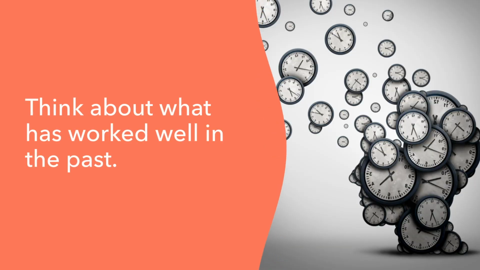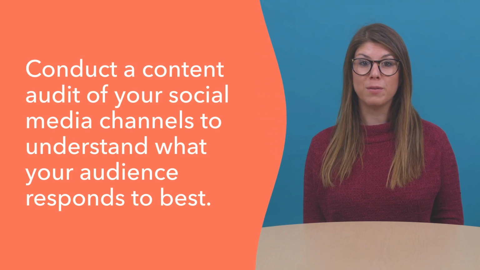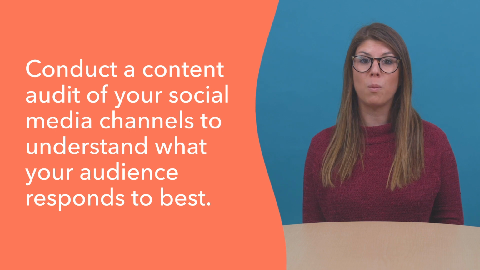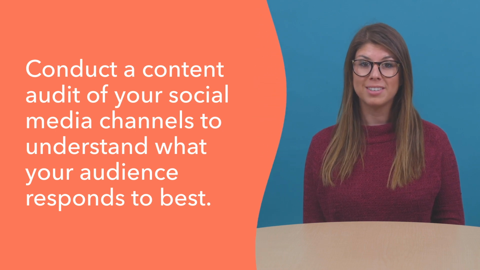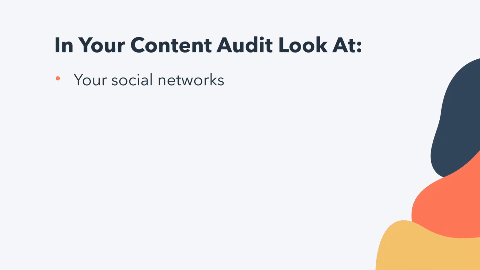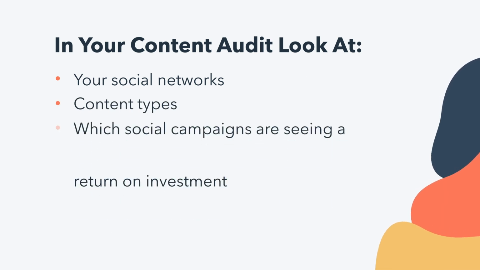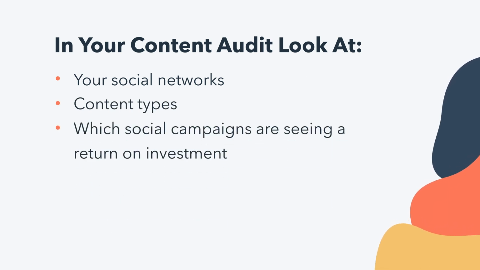The first step is to figure out what has worked well for you in the past. Which social media channels has your target audience engaged with the most? What types of content have performed best for views, click-throughs, and comments? Conduct a content audit of your social media channels to understand what your audience responds to best. In your content audit, look at social networks, content types, and which social campaigns are seeing a return on investment.